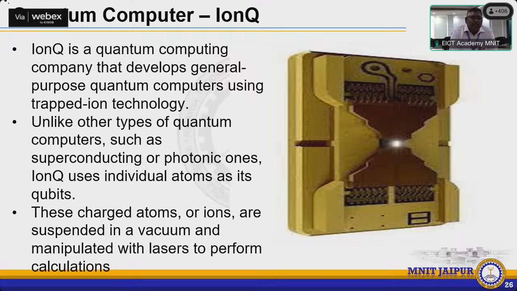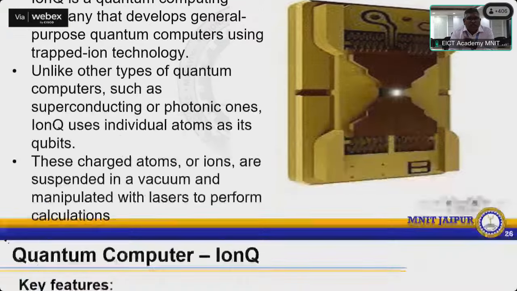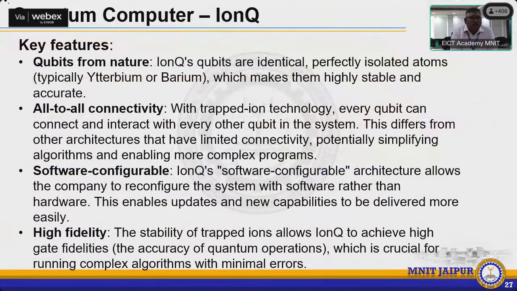So here the requirement is vacuum control. In the superconducting case, what you need is temperature control. That's what we can look at, right? They are qubits from nature, taken from ytterbium or barium, so they are highly stable. There's all-to-all connectivity. In the previous case, we talked about tunable couplers, where there are few-to-few connections. But here there is all-to-all connectivity because of that.